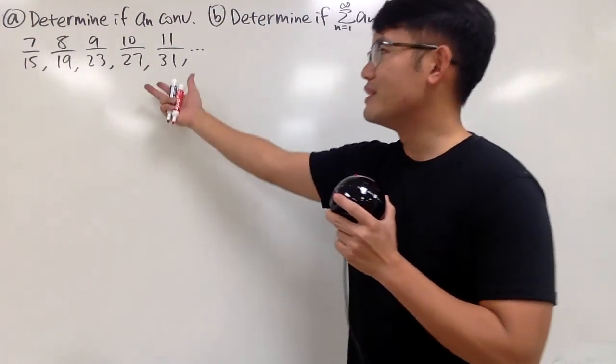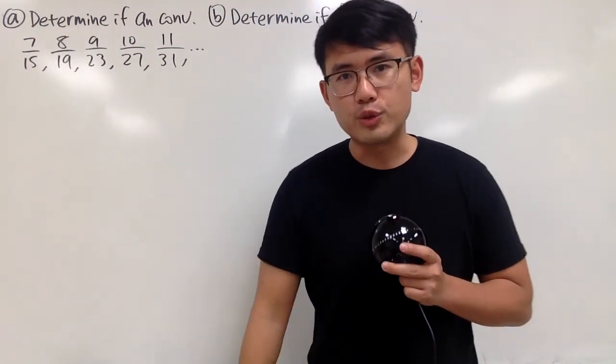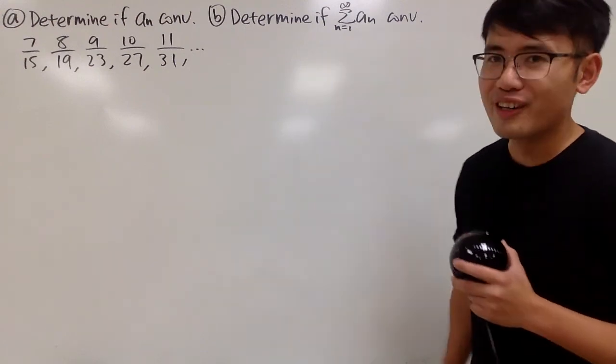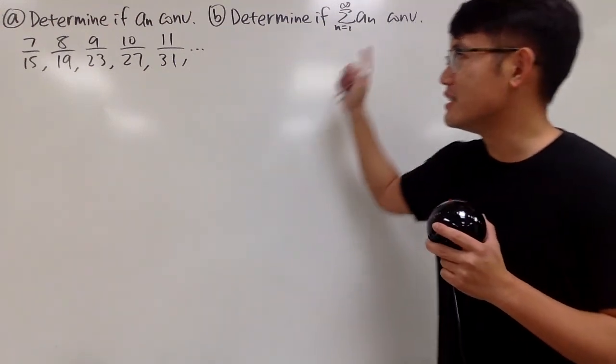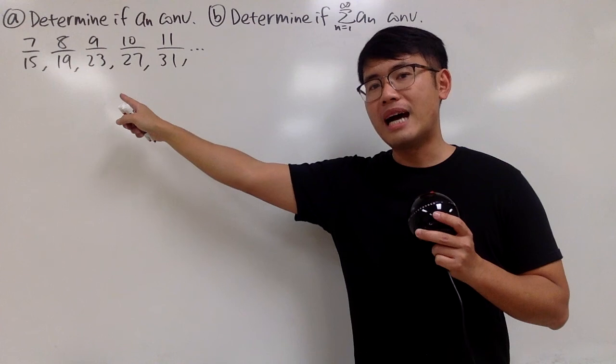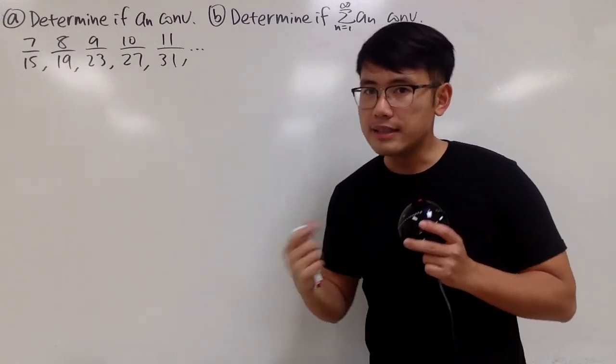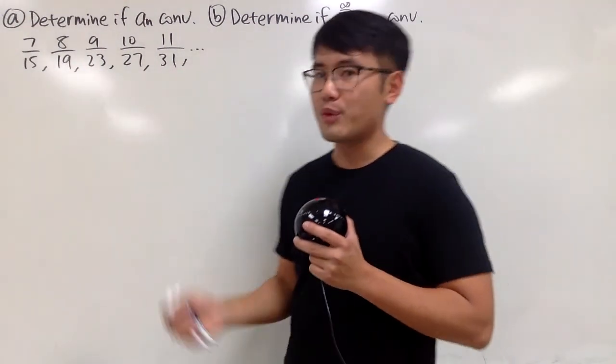Okay, here we have this sequence, and we'll see if this right here converges or not, and then we'll see if this right here converges or not. And notice this is just a series. In other words, we will add up everybody from there. Anyway, let's come up with the explicit formula for this guy right here.